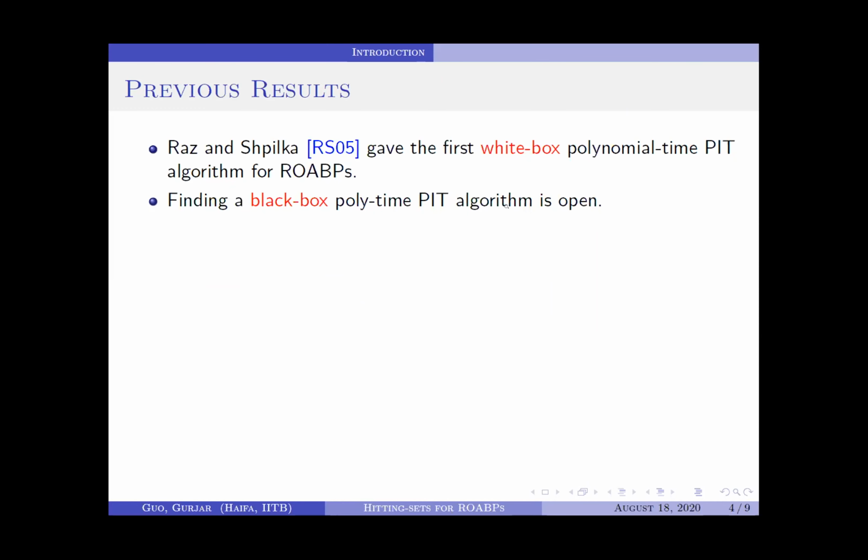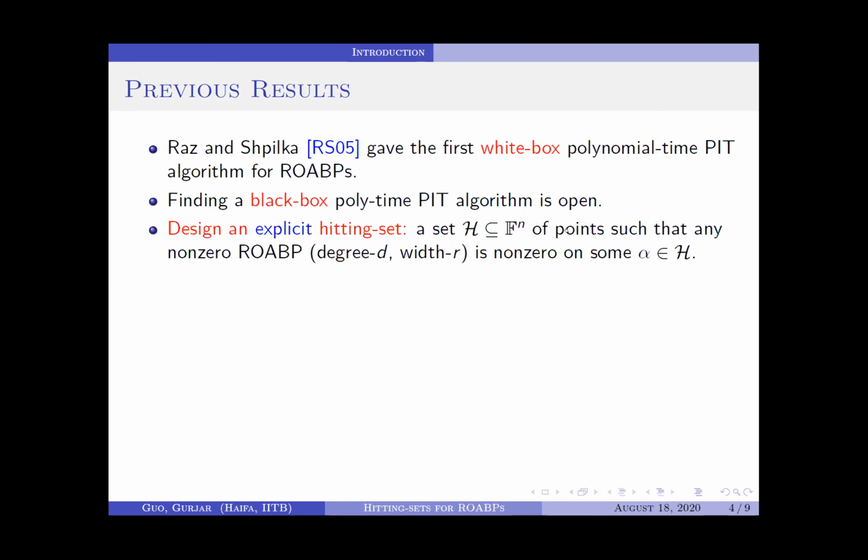A black box PIT algorithm means that the algorithm is allowed to evaluate the polynomial at a set of points, but the set of evaluation points does not depend on the input ROABP. Finding a black box polynomial time PIT algorithm is open. This is equivalent to designing a polynomial size explicit hitting set. We say a set H of evaluation points is a hitting set if for any non-zero polynomial computed by an ROABP, its value at least at one point is non-zero.